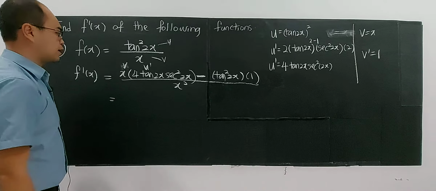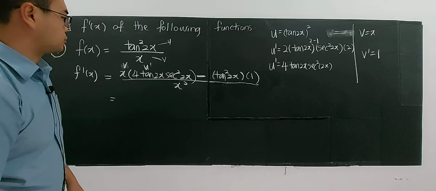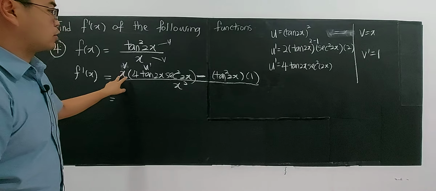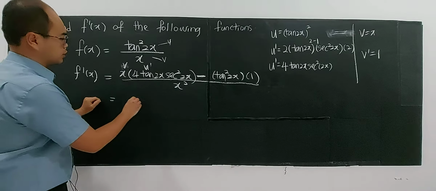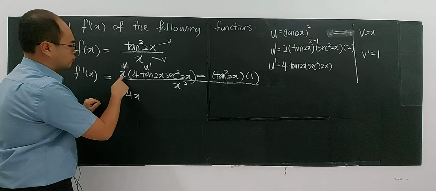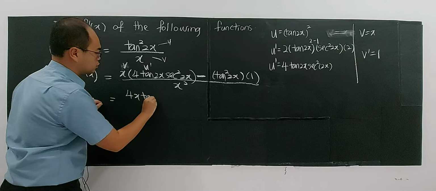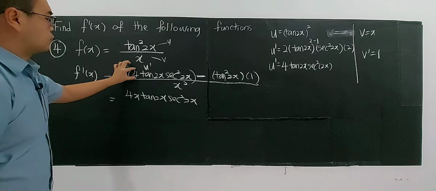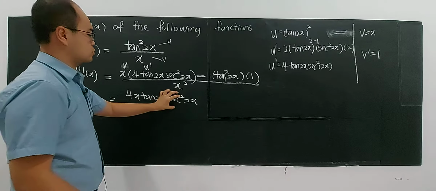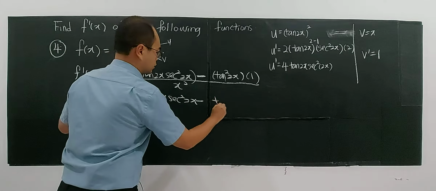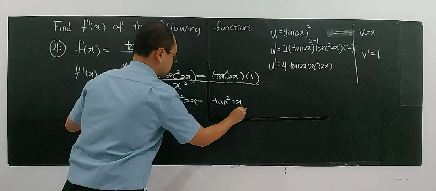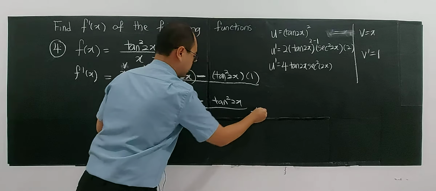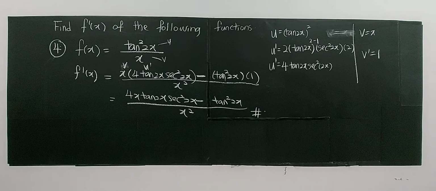So you can simplify further. You have x here, right? You have x here, so I can just take it, doesn't matter, so I just rewrite everything here. So I have 4x tangent 2x secant square 2x, right? 4x tangent 2x secant square 2x negative with tangent square 2x divided by x square. I think that's enough as an example for this question.